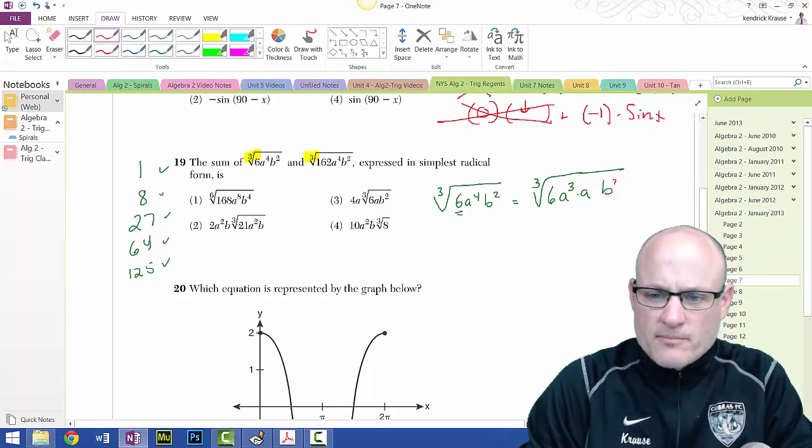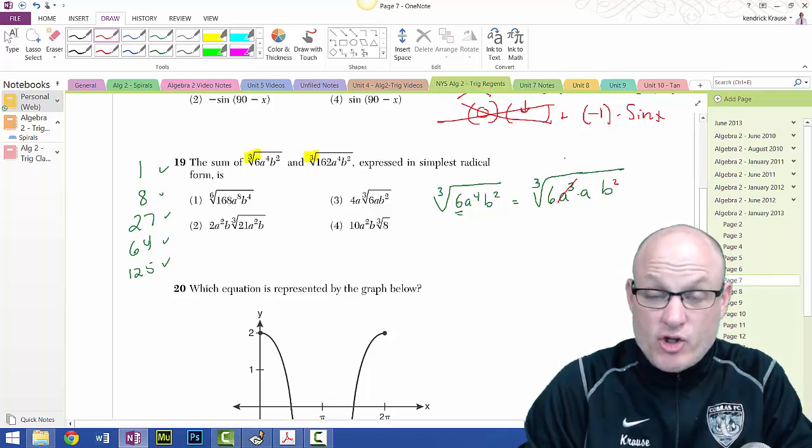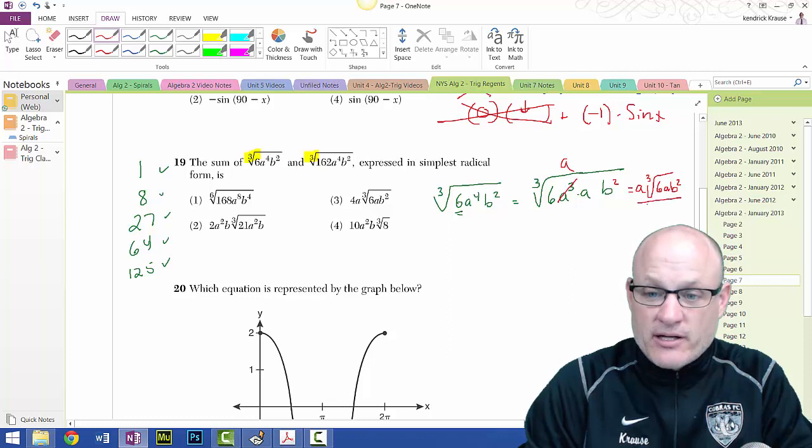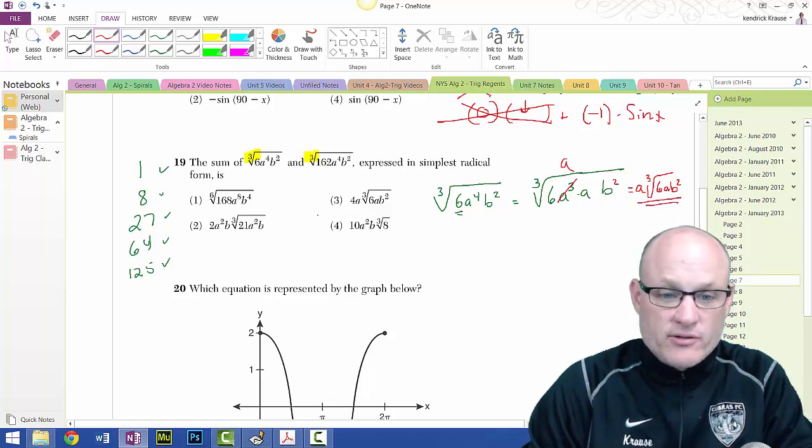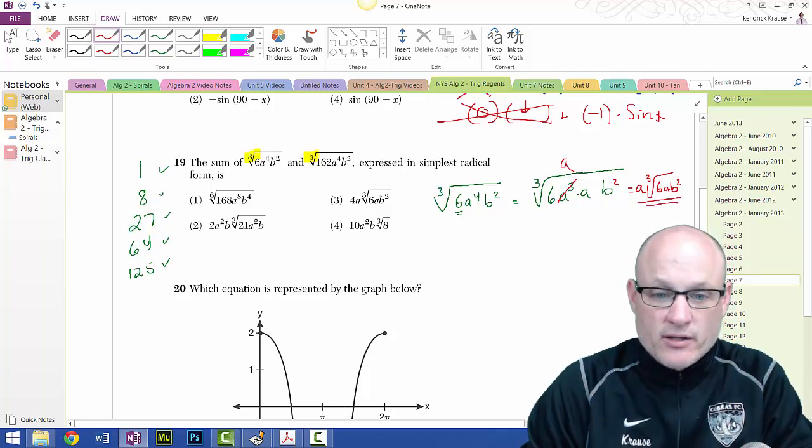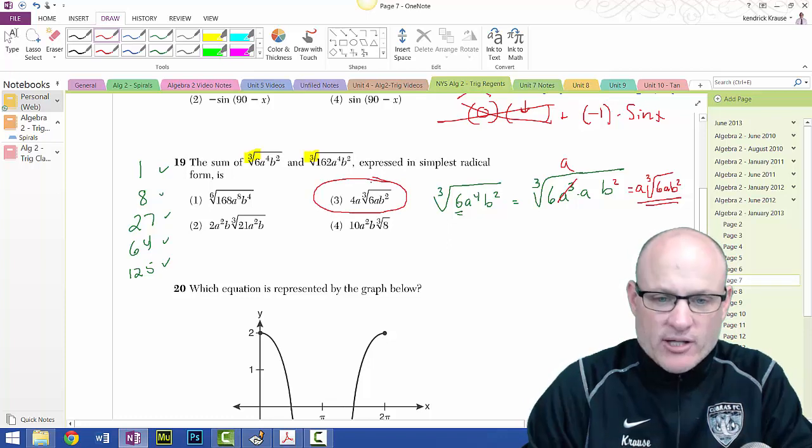That should be a squared. So the only thing I can take the square root of, or cube root of, is this, and the cube root of A cubed is just A. So this whole thing turned out to be A cube roots of 6AB squared. Now, if I add these up, I'm going to need a 6AB squared. And this is going to be my answer right here, because there's not another one with 6AB squared. So I know that's my right answer.